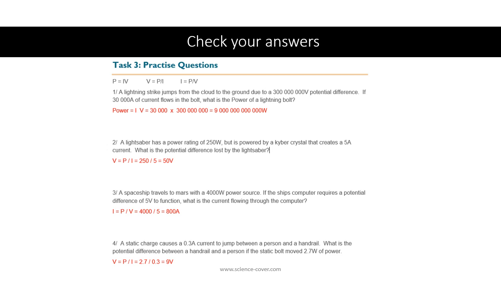A static charge causes a 0.3 amp current to jump between a person and a handrail. What is the potential difference between the handrail and the person if the static bolt moved 2.7 watts of power? Well, the potential difference V is P divided by I, so that is equal to 2.7 watts divided by 0.3 amps, which gives us 9 volts.